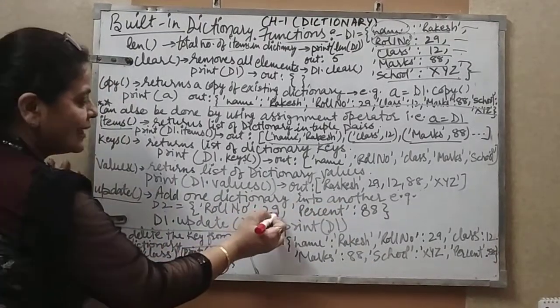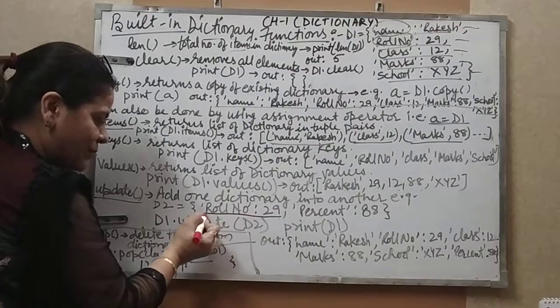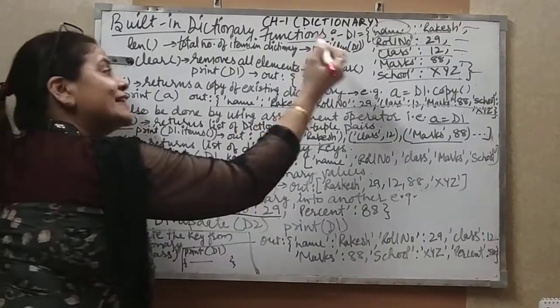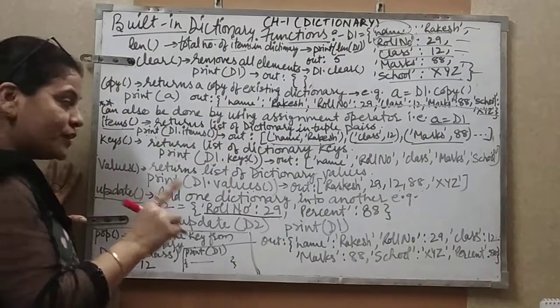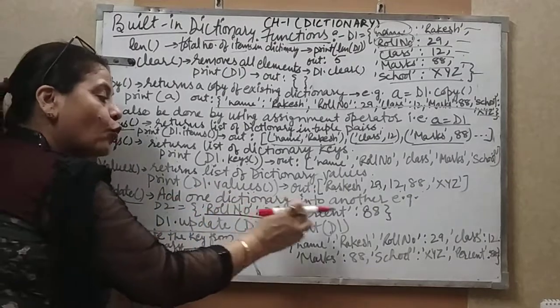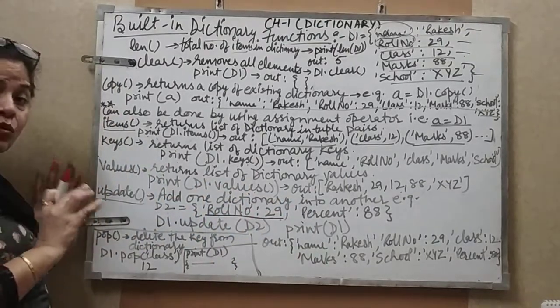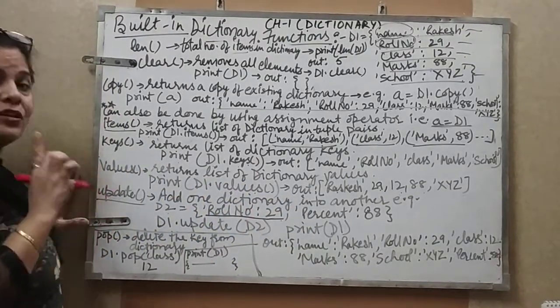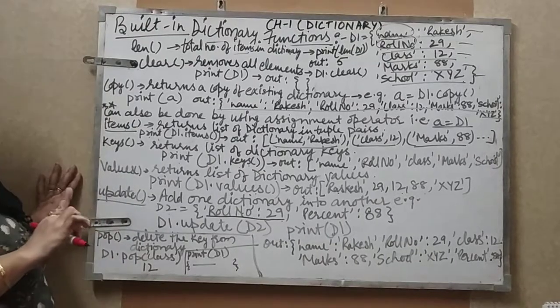Here we are seeing that we are having one key value pair which is the same, which is already existing in D1. Then what it will do is, it will not overwrite, it will not give me the roll number 2 times, it will take the roll number only once in a dictionary.